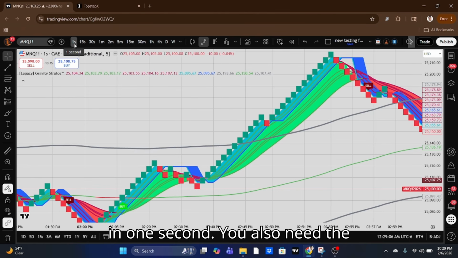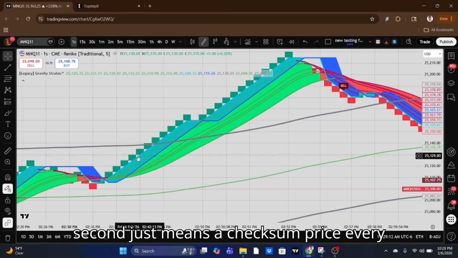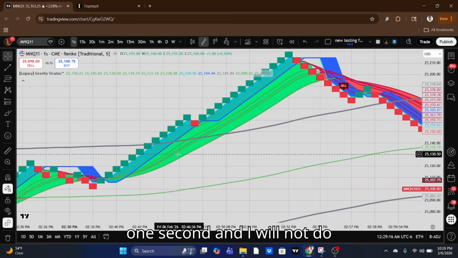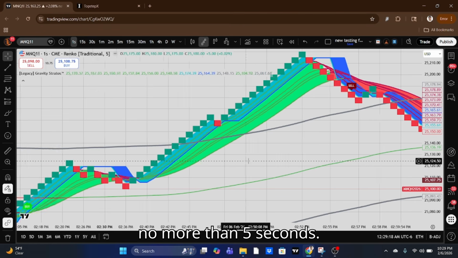In 1 second, you also need a premium plan to do 1 second. 1 second just means it checks on price every 1 second. And I would not go any more than 5 seconds.